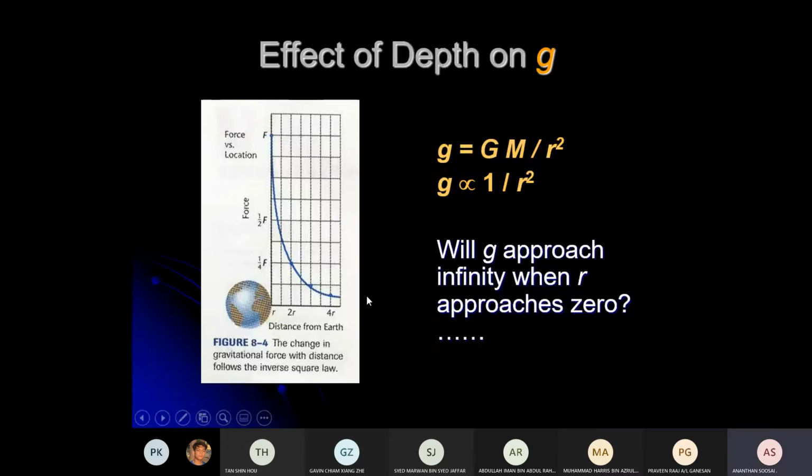Next, the depth. The depth effect on g. Will g approach infinity when r approaches 0? We said it's close to 0. Technically, not really, it's close to 0.